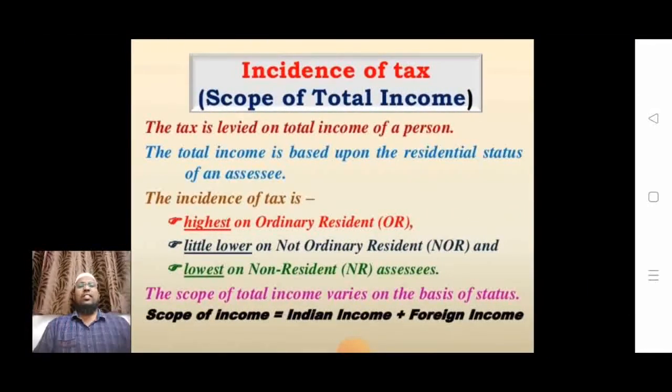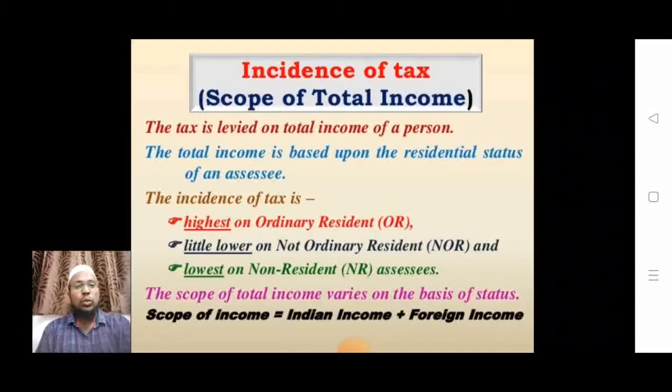Incidence of tax. Scope of total income. Tax is levied on the total income of the person. The total income is based upon the residential status of an assessee. The incidence of tax is highest on an ordinary resident, a little lower on not an ordinary resident, and lowest for an NRI.